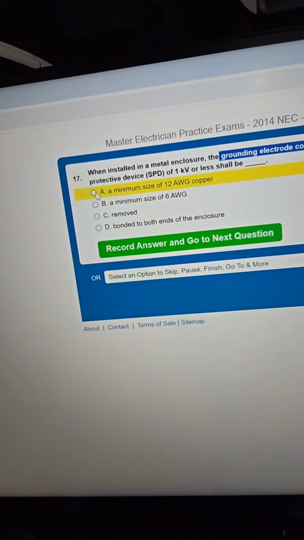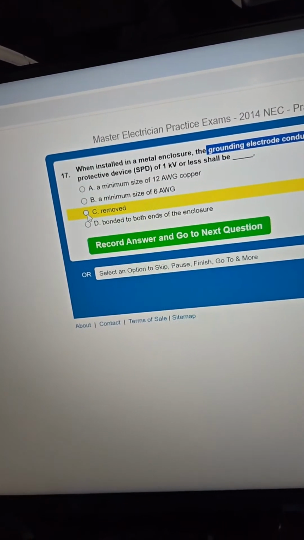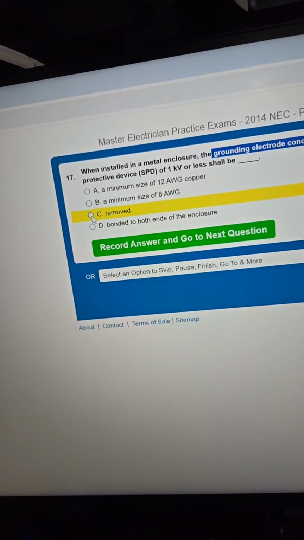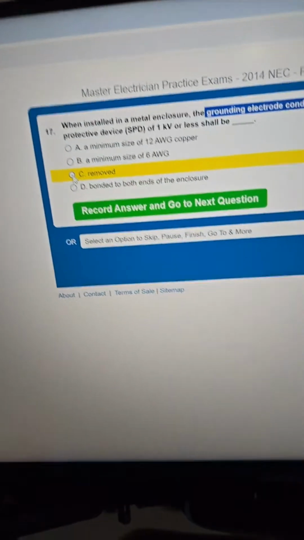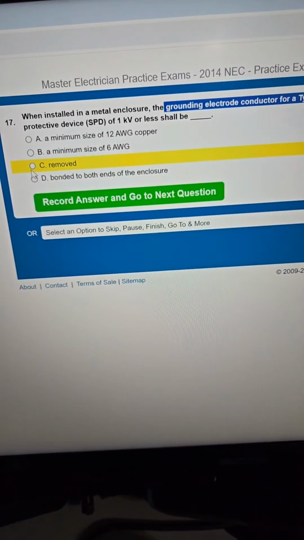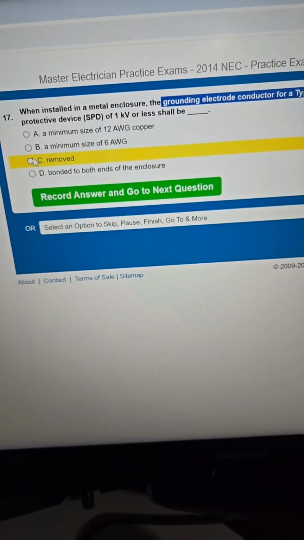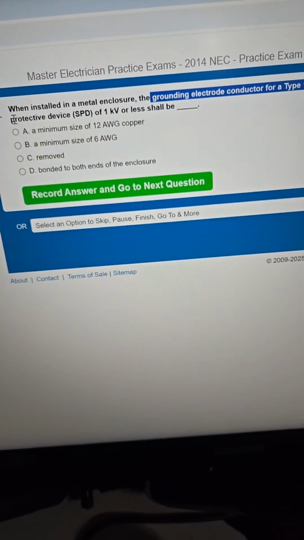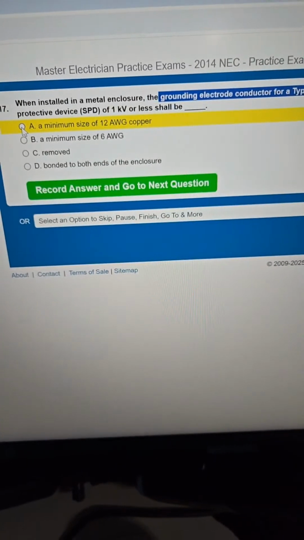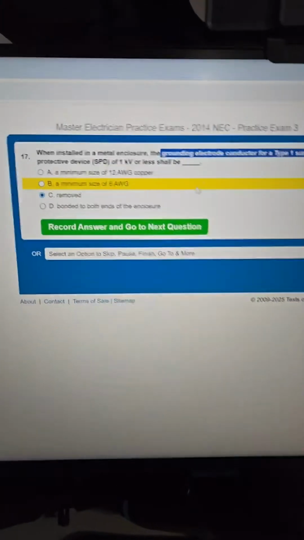Do surges have grounds? It might need to be removed. What if it needs to be removed? What is the trick question? Because surge protectors, I don't think surges get grounds, man. Removed? I think it's 12. It's got to be 12. That's crazy.